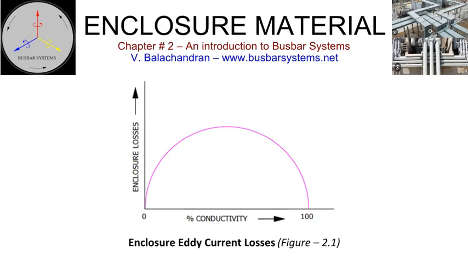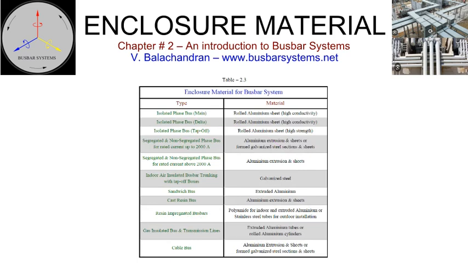The skin depth of steel is 40 times less than that of aluminium. It is therefore obvious that a thicker aluminium enclosure or a thinner steel enclosure will generate fewer losses. Hysteresis losses will decrease with the decrease in the thickness of the steel enclosure. The above phenomenon has dictated the choice of the enclosure material for different types of busbar systems. Table 2.3 details the recommendations for the enclosure material for different types of busbar systems.